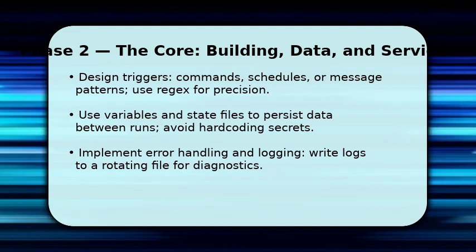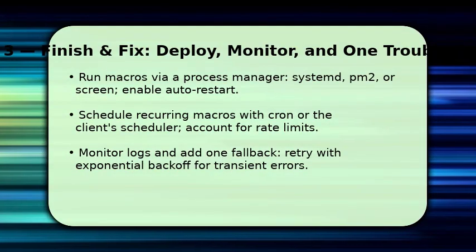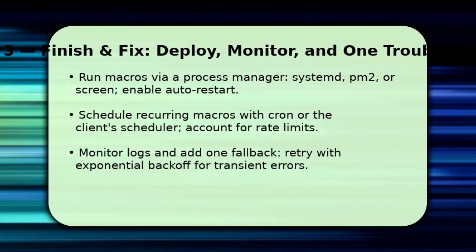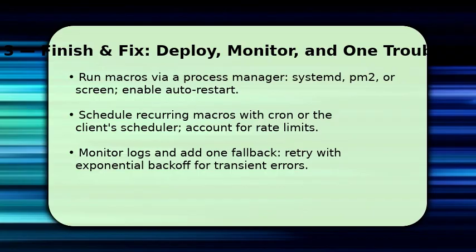Now you deploy and monitor the macro workflow. Launch the macro under a process manager like systemd or PM2 so it auto-restarts. Schedule recurring tasks with cron or the client scheduler and always respect API rate limits. Once running, monitor logs and watch for unhandled exceptions. Make incremental fixes as you observe behavior.